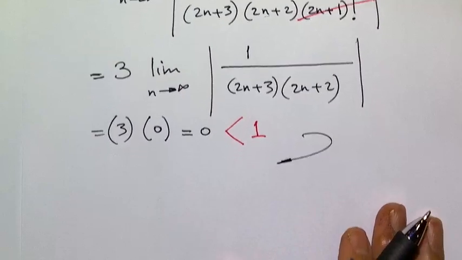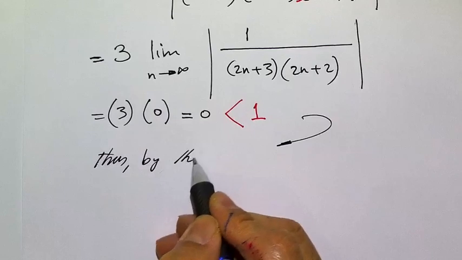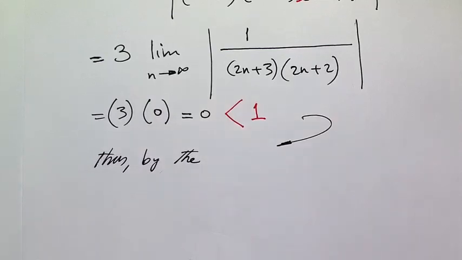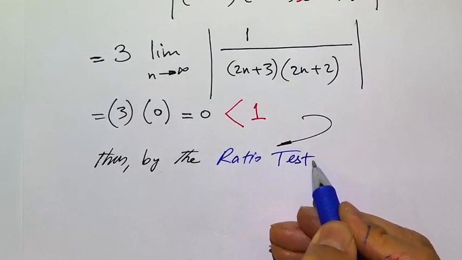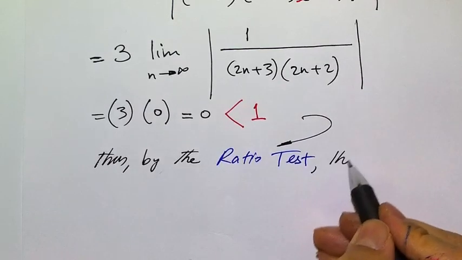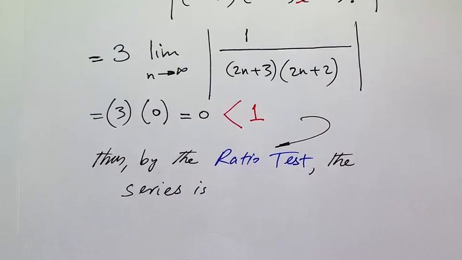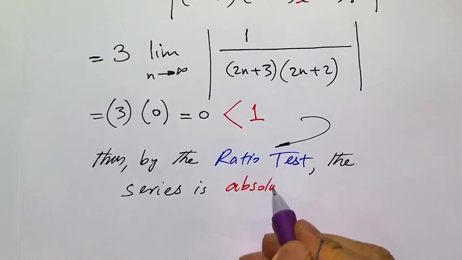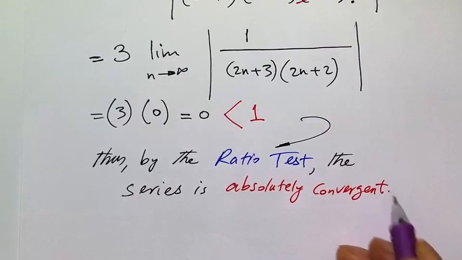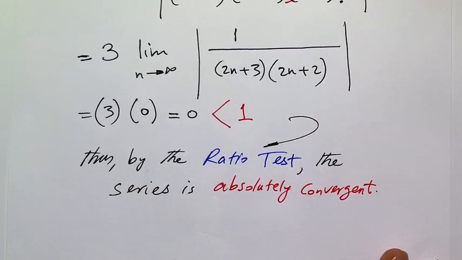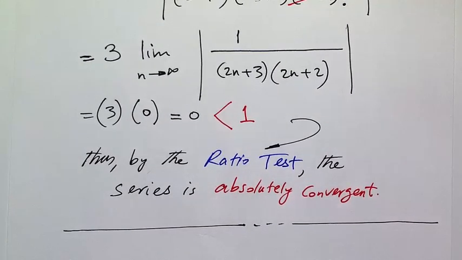So by the ratio test, the series is absolutely convergent. I hope this matches the result that you got when you worked on this on your own.